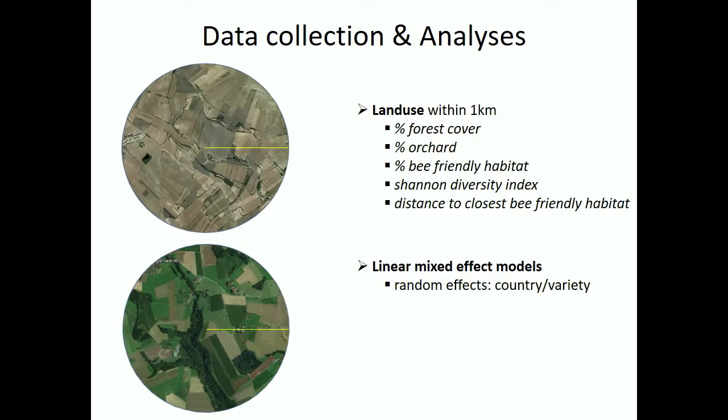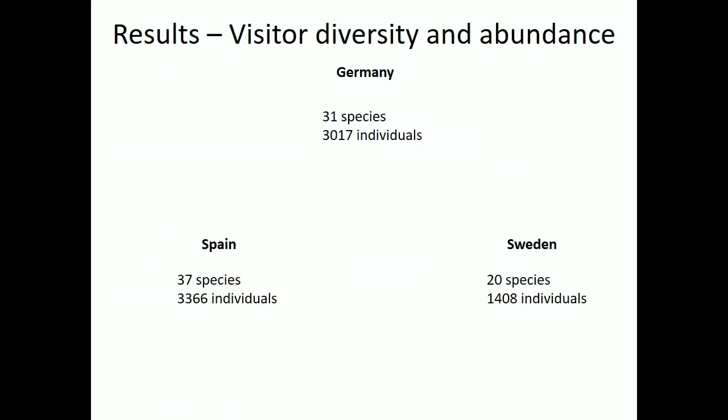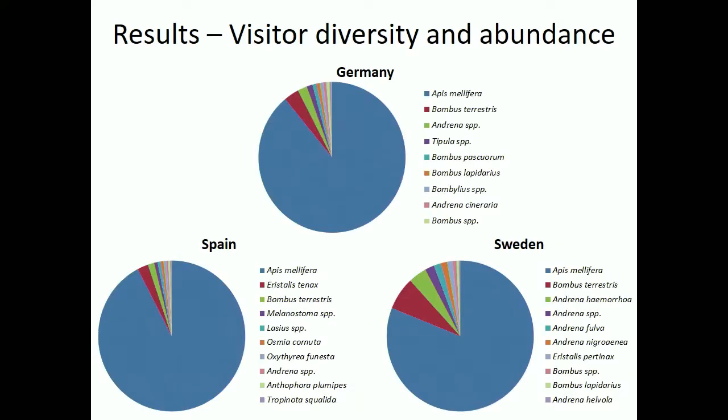To analyze the data, we used linear mixed effect models and used country and variety as a random effect. So now going on to the results, to present you a little bit of what's going on at the visitor diversity and abundance level. We recorded between 20 species and 1,400 individuals in Sweden to 37 species and more than 3,300 individuals in Spain. And you can actually notice a slight gradient from the north to the south, where you have more species and more individuals. So that's species diversity and abundance.